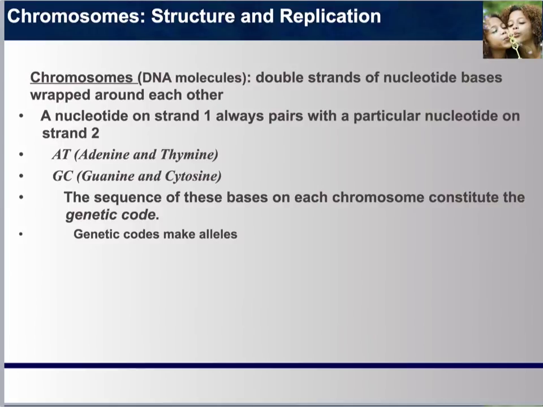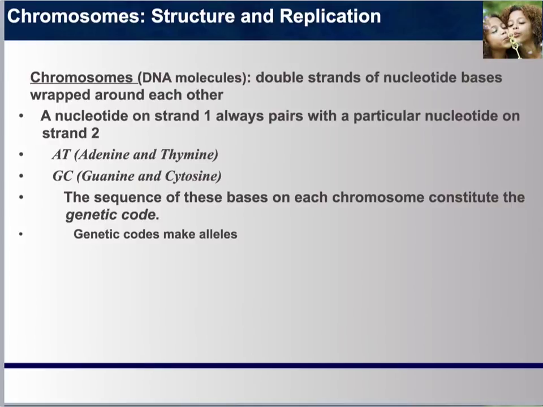Now, when we look at these double strands of nucleotide bases that are wrapped around each other, we know that there are 4 nucleotides, and a nucleotide on strand 1 always pairs up with a particular nucleotide on strand 2. And the nucleotides that we know are adenine, thymine, guanine, and cytosine. Adenine will always pair up with thymine, and guanine will always pair up with cytosine. These 3 billion base pair codes could be like AT, AT, TA, AT, GC, CG, or it could be CG, GC, AT, TA, CG, GC, but they'll always pair up with one another.